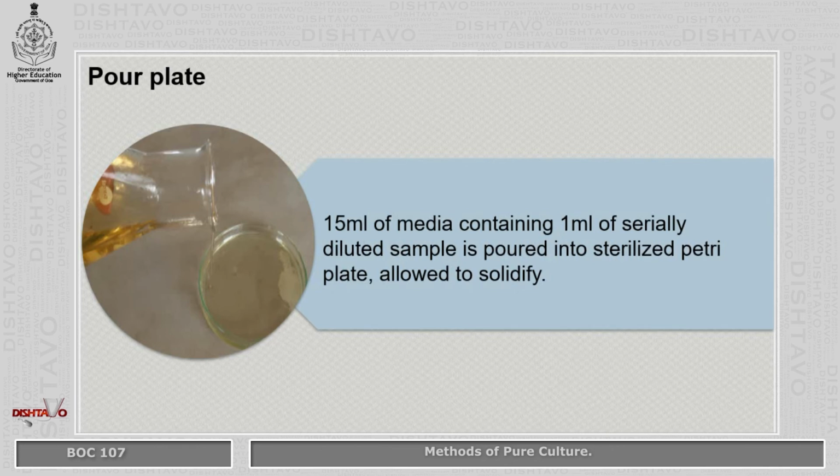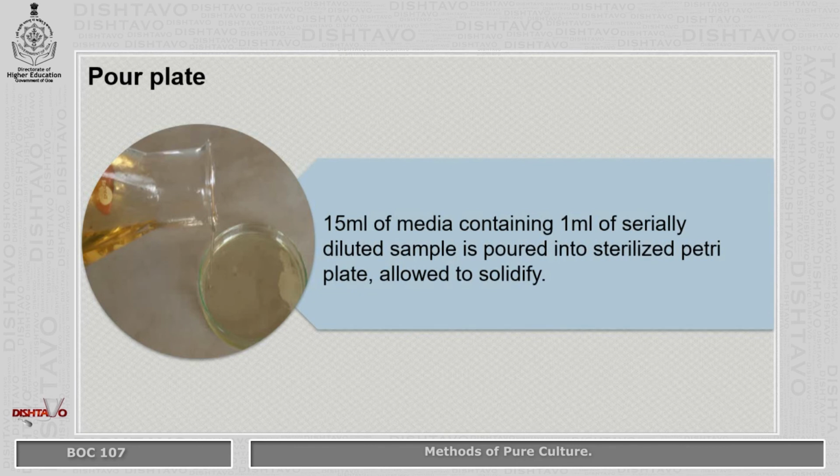Or we can take 15 ml of media. To this, we add 1 ml of serially diluted sample, mix it thoroughly by swirling the conical flask, and then we pour the required quantity into the Petri plate. We allow the plate to solidify and then we incubate it at a required temperature and for 24 hours. After 24 hours, when you observe the plate, you will find that the microbial growth or the colonies will be seen within the media as well as on the surface of the media.